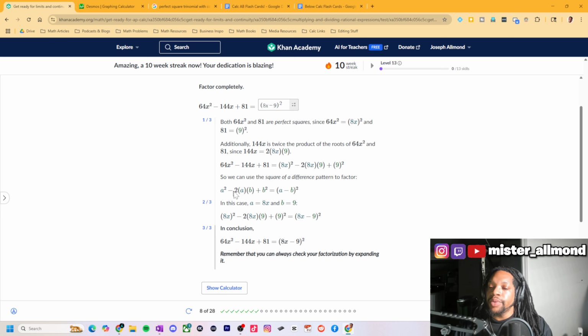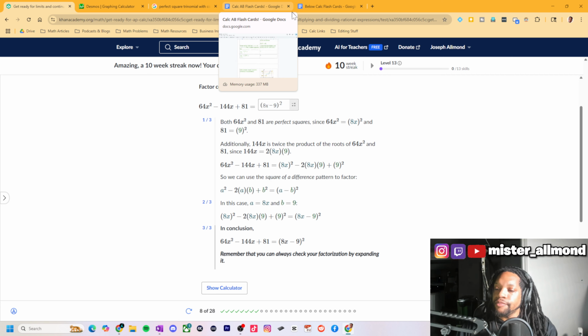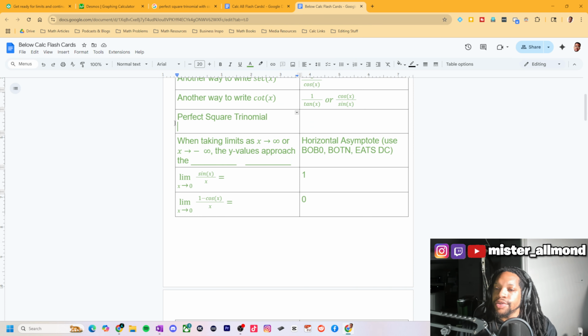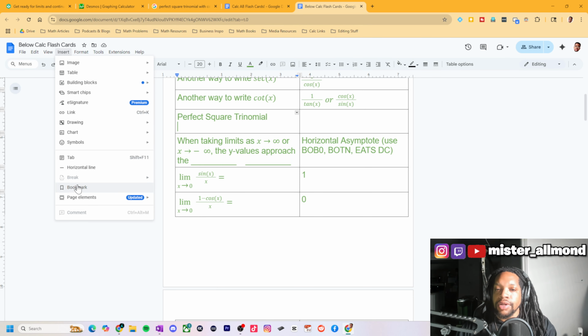Oh, okay. A squared minus 2. I guess that's worthy of being written down. A squared minus 2ab. Yeah, because that's what we need to recognize. A squared. Let me insert a formula.